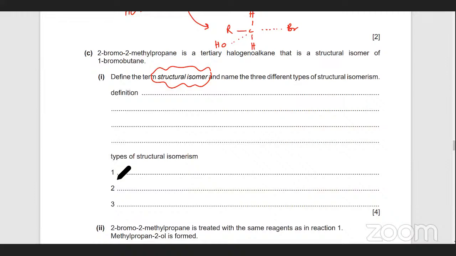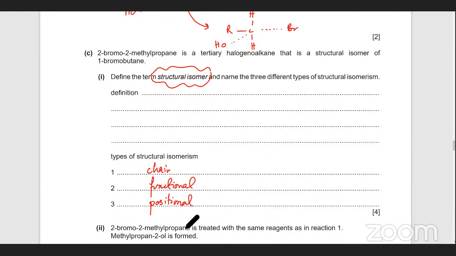और क्या-क्या होते हैं? Chain isomers, functional isomers, and अच्छा, ठीक है, so it's chain, functional, कि जिसके अंदर ना you change the functional group. And what's the third one? Position. Positional. ठीक है, positional.